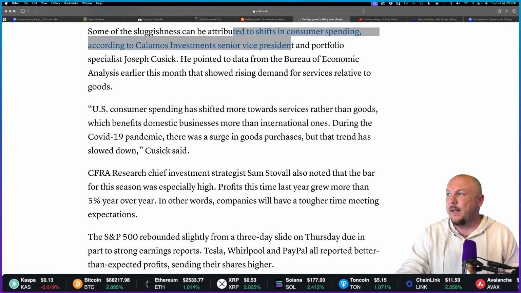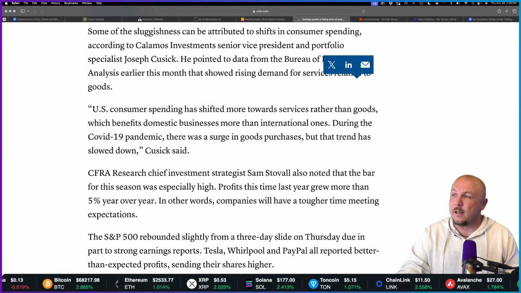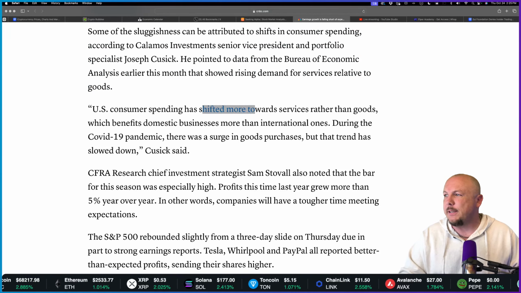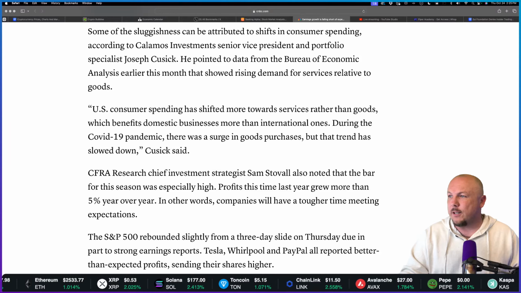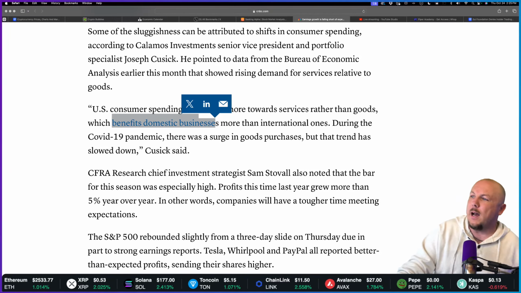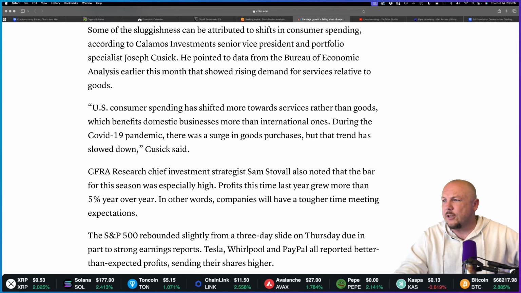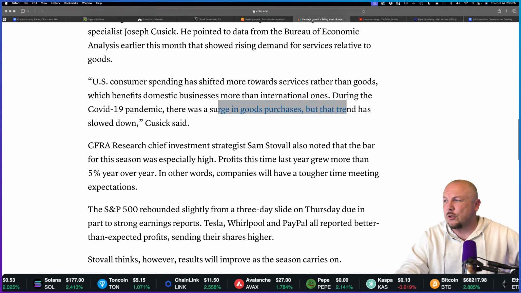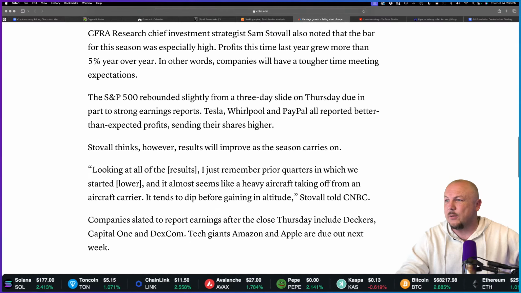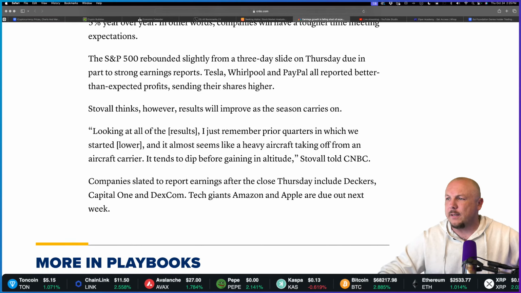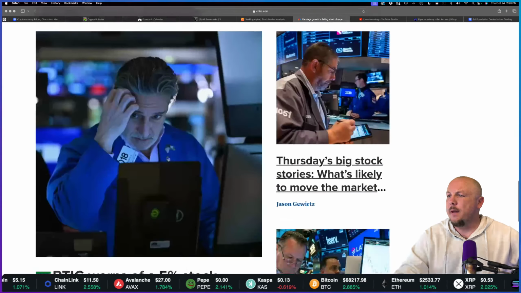Sluggishness can be attributed to shifts in consumer spending. Yeah, because a lot of people are broke, bro. That's why that's happening. U.S. consumer spending is shifting more towards services rather than goods, which benefits domestic businesses more than international ones. During the COVID-19 pandemic, there was a surge in goods purchases, but that trend has slowed down. So we're seeing a little shift there, and it's happening with the earnings of these companies. So that's what we got there.